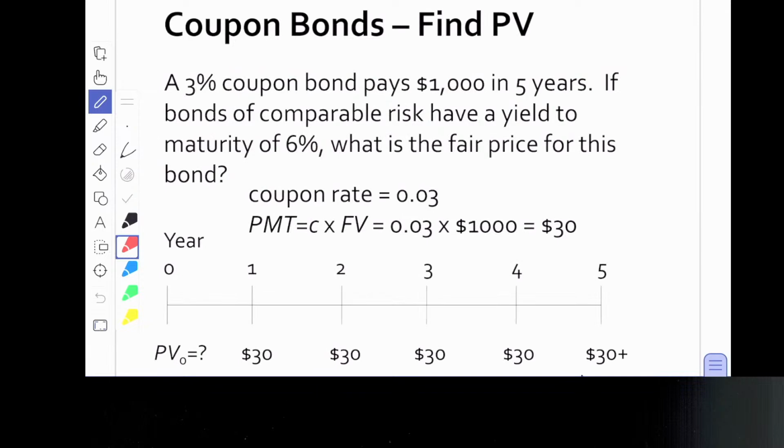So here's a problem where you have the C not equal to the I. So this is the C, the coupon rate, and this is I, the yield to maturity, or we can call it, how many other names do we have? It's the interest rate, it's the rate of return. It's the discount rate for the bond, but we call it the yield to maturity, and we say for bonds of comparable risk.